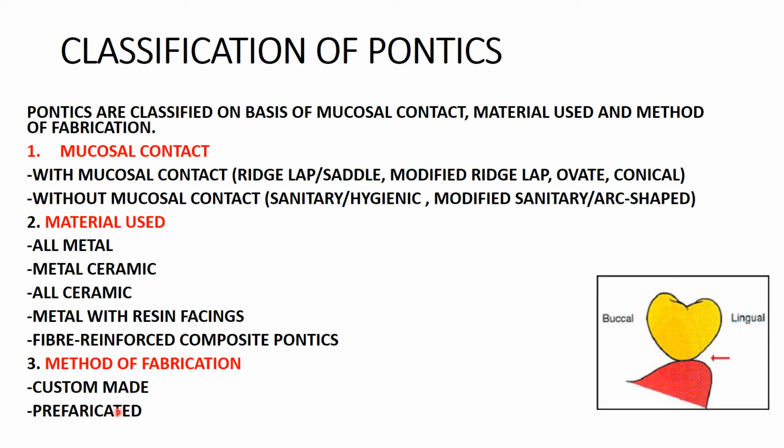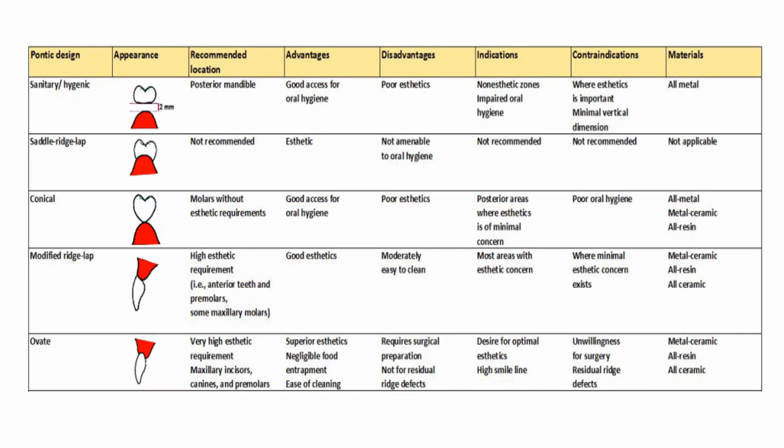already prefabricated. Starting with the pontic with mucosal contact, the first one is the saddle or ridge lap type of pontic design. This pontic has this name because of its design. It overlaps both the buccal and the lingual surfaces of the ridge.